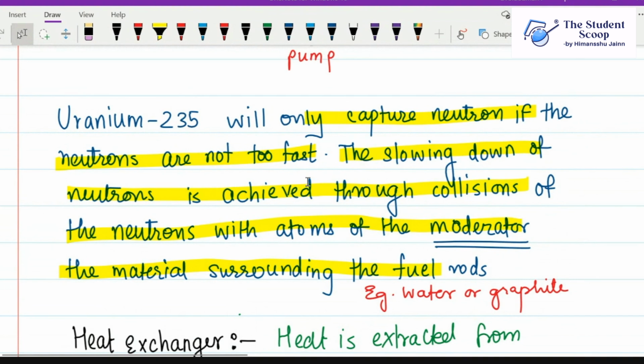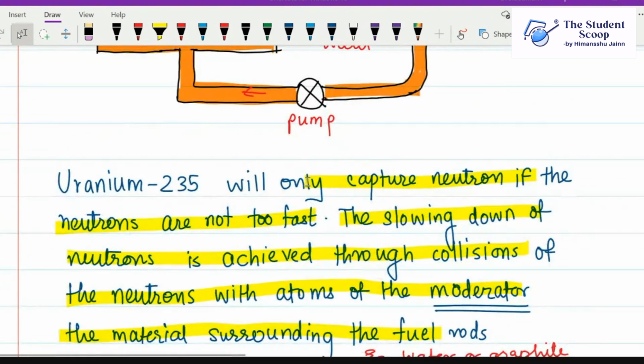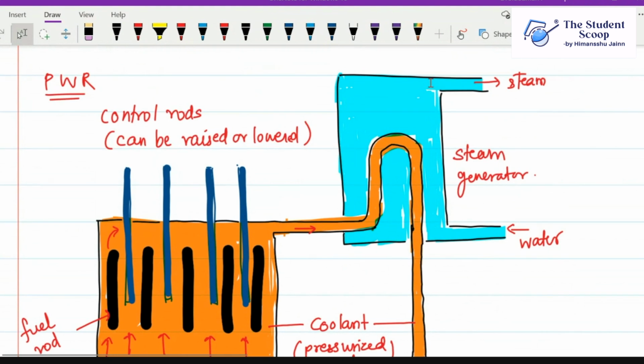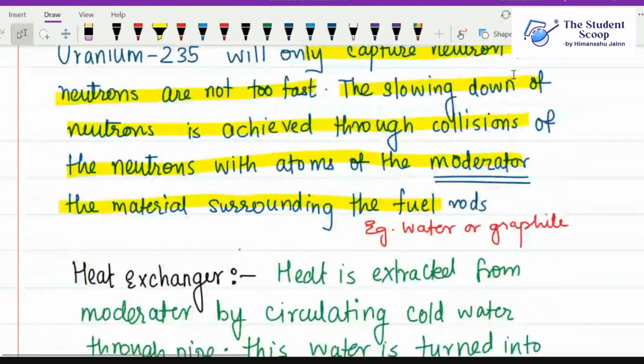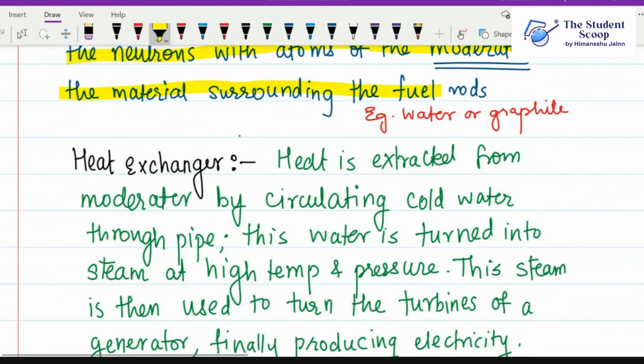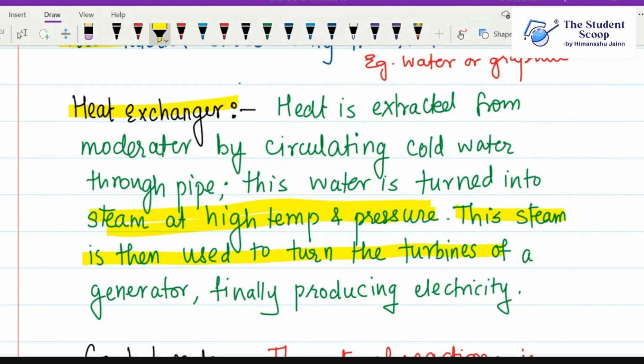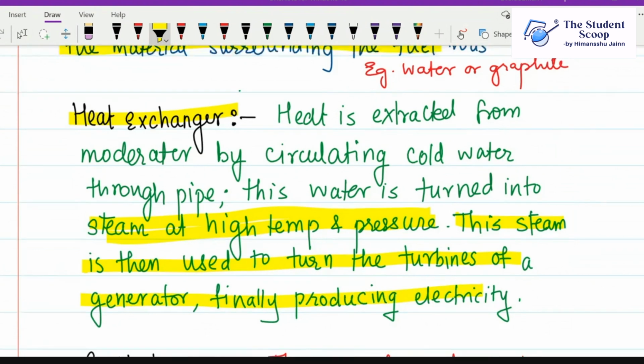Now, after slowing down through the collisions, their job is to take this energy and transfer it to another system where that energy is converted into usable forms, like heating water to convert it into pressurized steam. So a heat exchanger or some kind of system is required, where heat is extracted from the moderator by circulating cold water from below, and then that heat is transferred to some other system where the water is heated and turned into steam at high temperature and pressure, and that steam is allowed to rotate a turbine which generates electricity. So this is the mechanism of how energy is created from nuclear fission.